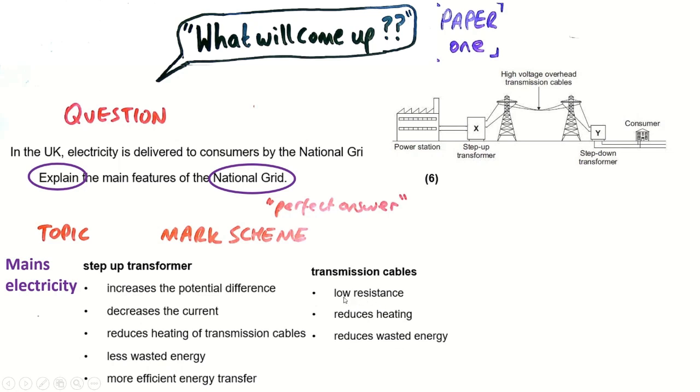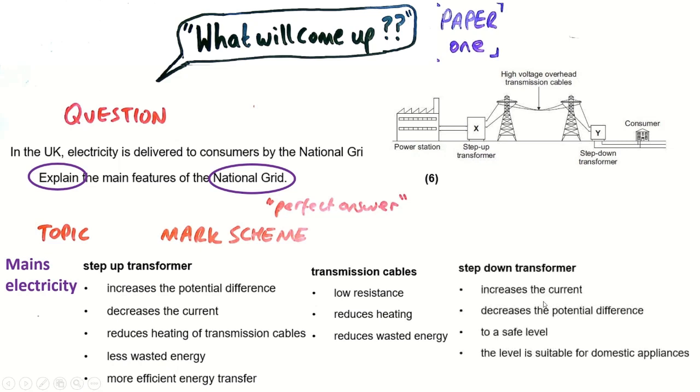The step-down transformer should be the one that's easiest to remember. That decreases the potential difference and, vice versa, increases the current to a safe level that is suitable for most domestic appliances. Now, do I need to mention all these bullet points? Probably not. For example, for the step-down transformer, normally it's about the PD being a safe level, so you might not need to mention the current. But hey, this is the mark scheme, so we're going to use it to the best of our ability.